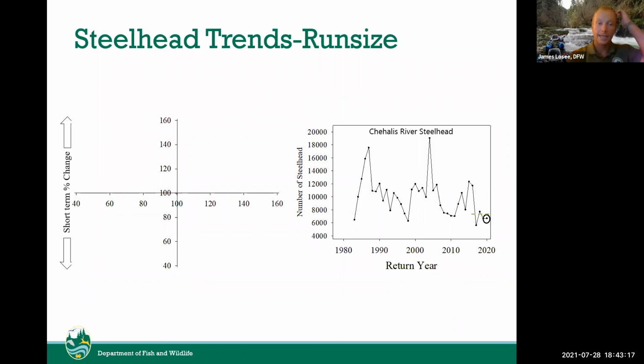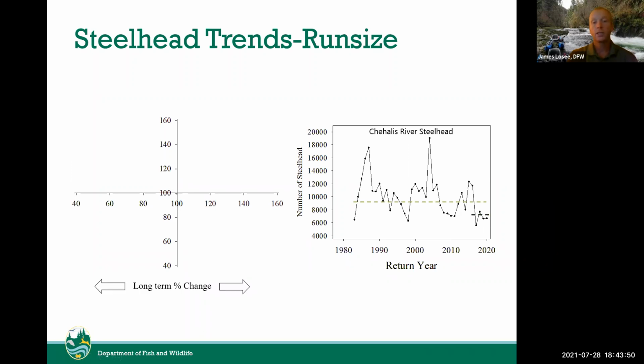And what we want to look at is the short-term changes in abundance of steelhead in each one of these rivers. And we can do it by taking the most recent year with this black circle and comparing it to the 5-year average. In this case, the recent year is about 90% of the 5-year average. So it's lower. I think folks can see that. The recent year is lower than the 5-year, at about 90%. So what we can do is go to this short-term axis, look at 90%, and place that point right here at 90%.